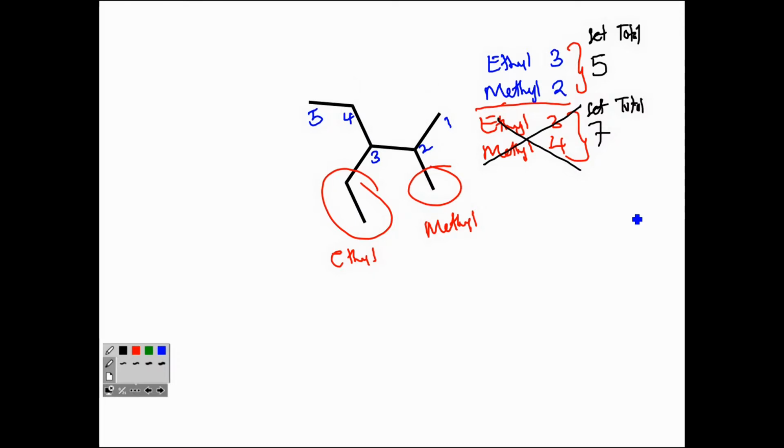Okay, so now based on alphabet, ethyl comes before methyl, that's on carbon number 3, so it's gonna be 3-ethyl, 2-methyl, and you have 5 carbons total, so it's gonna be pentane. 3-ethyl, 2-methyl pentane.